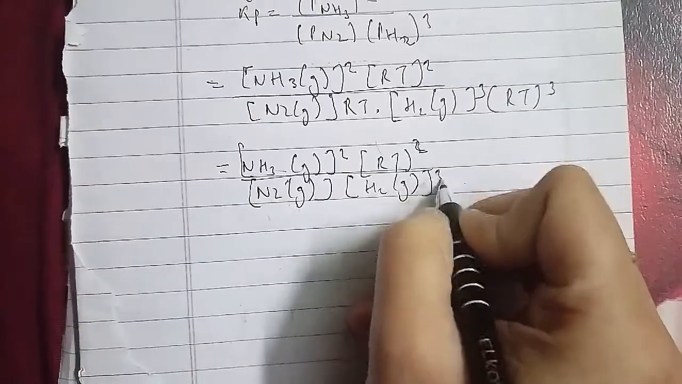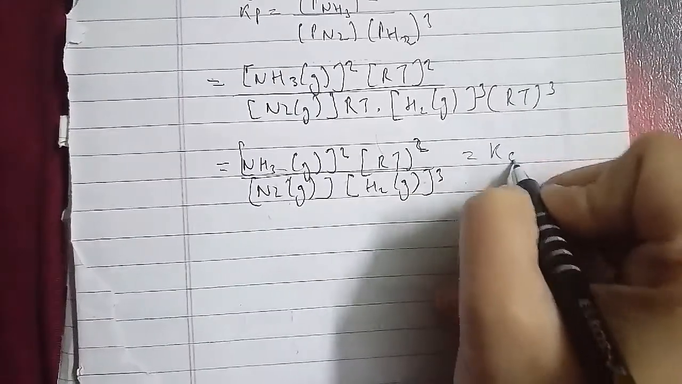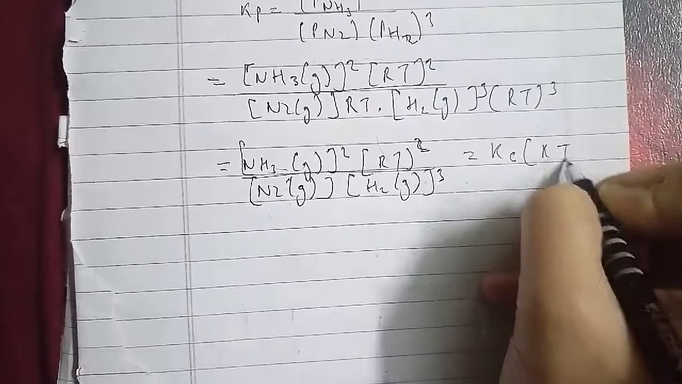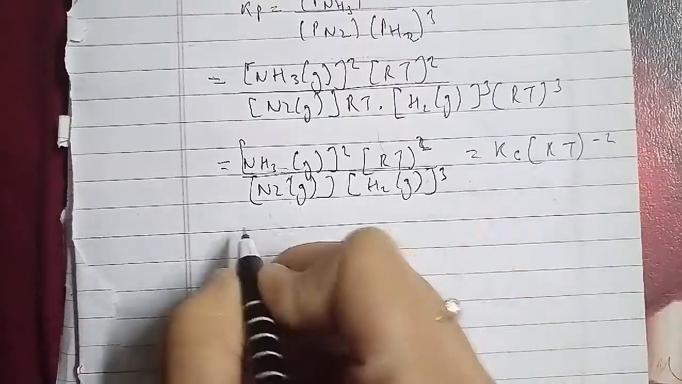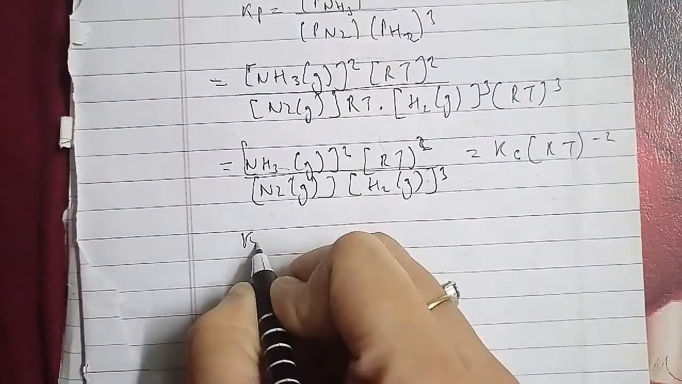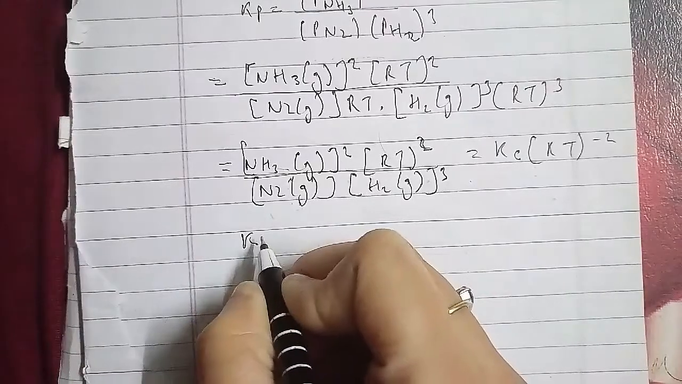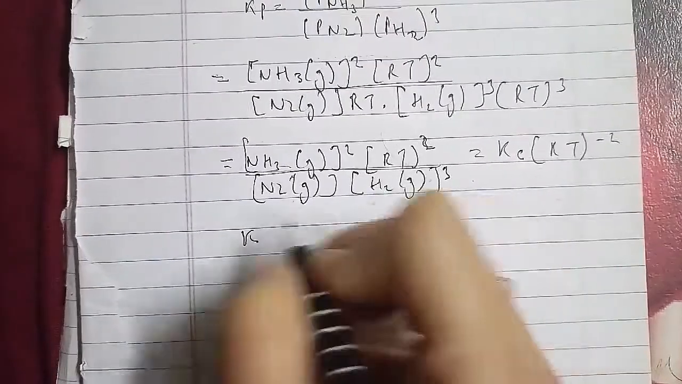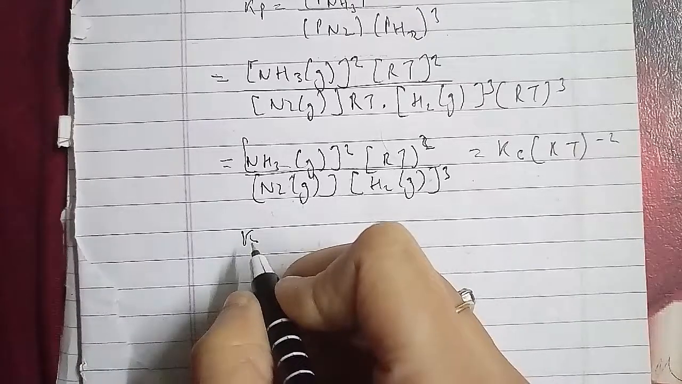So here we can see that last time, when we did the equation H2 plus I2 gives HI and the vice versa reaction, we got that Kp is equal to Kc. In this case, Kp is equal to Kc times RT inverse.